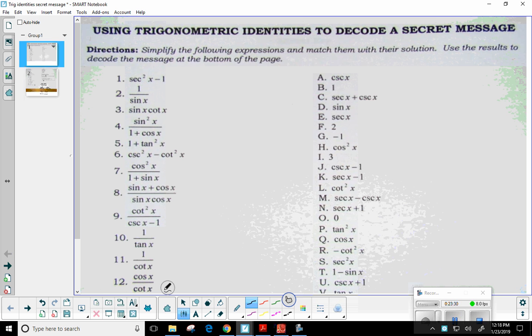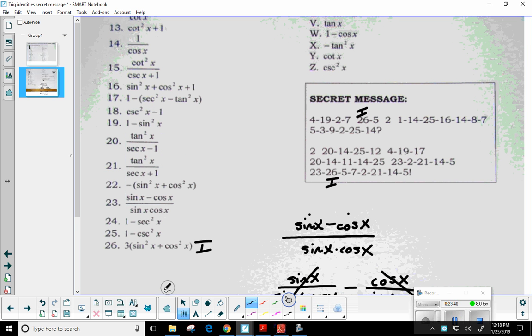In fact, we do have it. Which one is it? It's M. See, secant of x minus cosecant of x. So that tells me 23 was answer M. So every 23 that I see here, I'm going to replace with M. I got an M here. Let's see, am I missing any other 23s? I don't believe so. So is everybody also okay with how to decode the message? Okay. All right, that is 2.